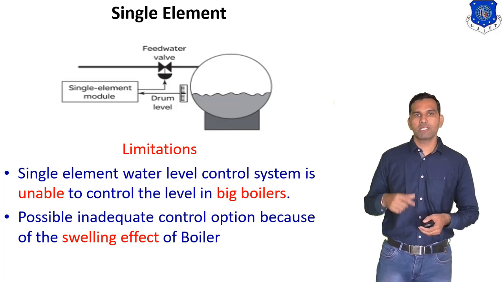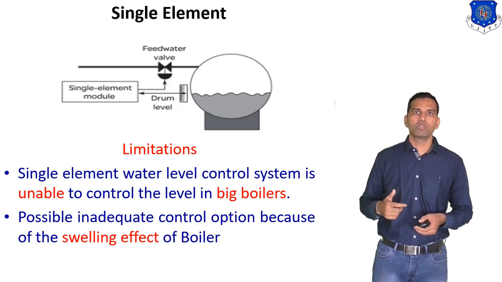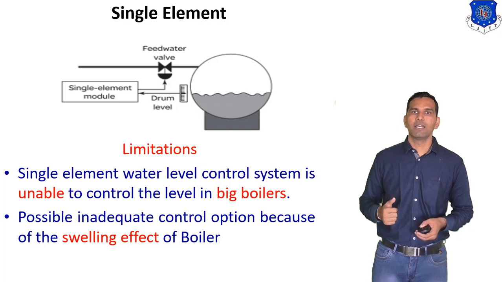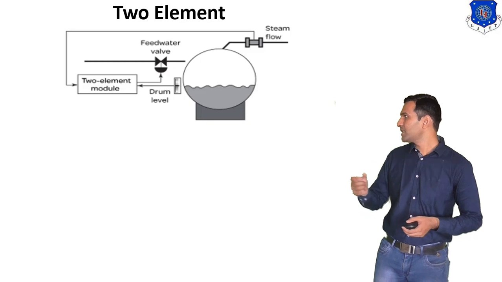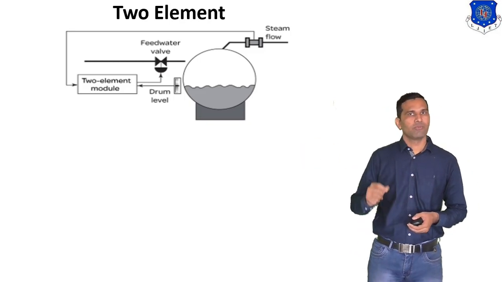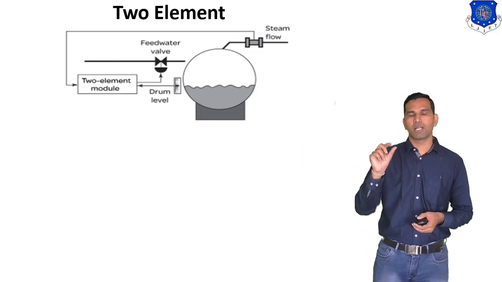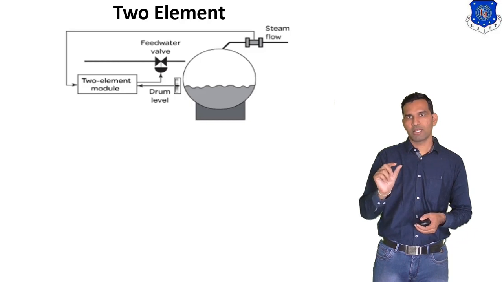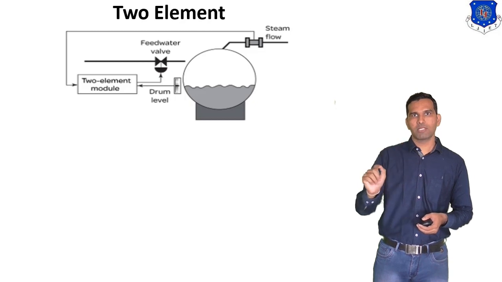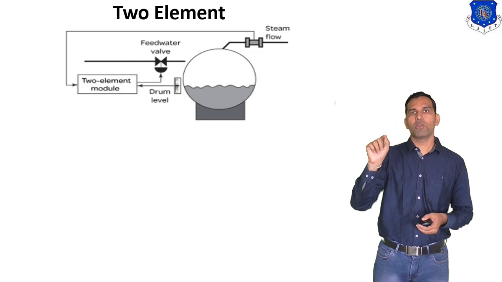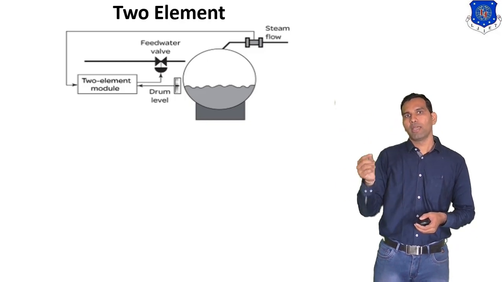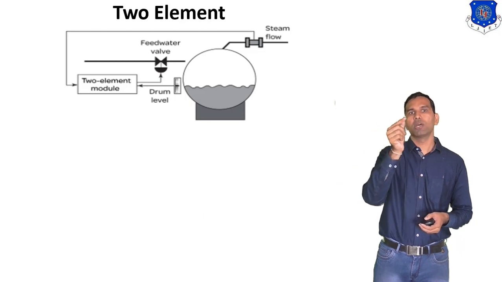So to overcome this limitation, we introduce the second system, that is the two element system. Here we can see this is the boiler drum, and the first signal comes from the drum level controller, the same as in the single element system. Now here we add a second signal. You can see from the upper portion, this is the steam flow. This steam flow comes from the outlet steam flow, is measured and is sent to the controller.